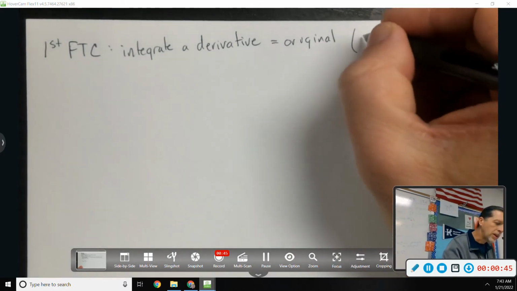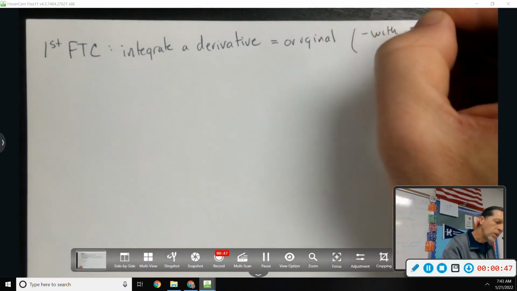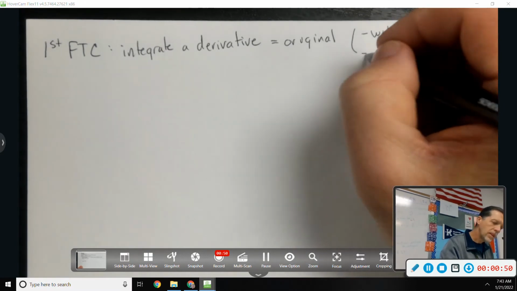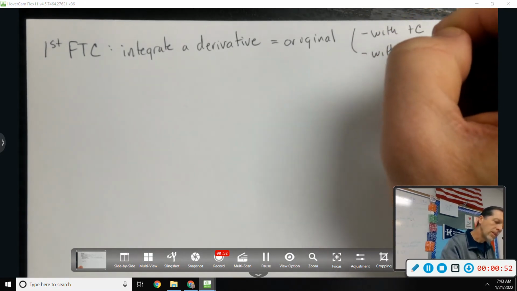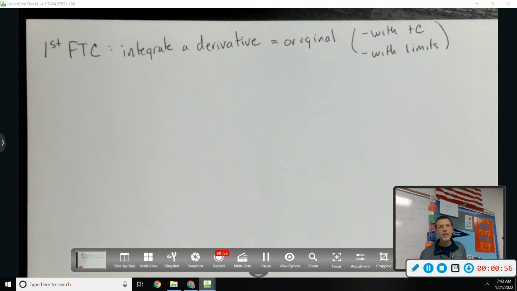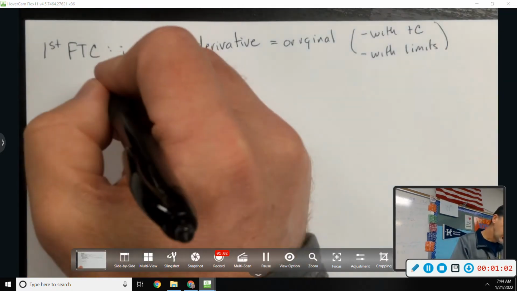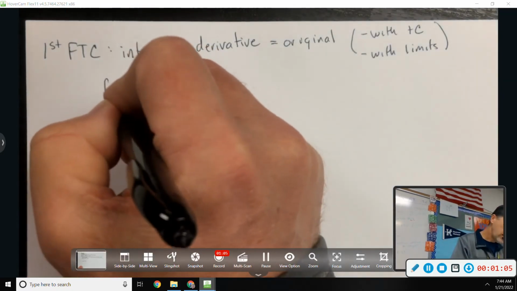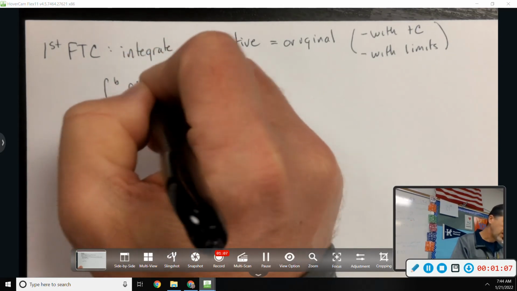Now, we do need to be careful because that's either with the plus c or with the limits, depending on if the problem has limits or not. So there are sort of two pieces to think about there. Let's write it out one more time.